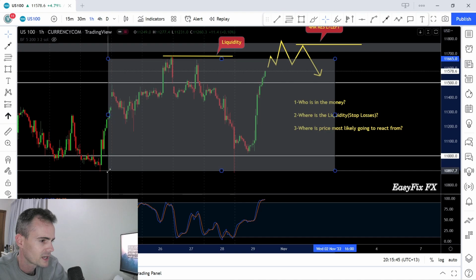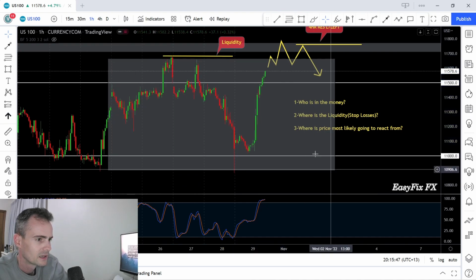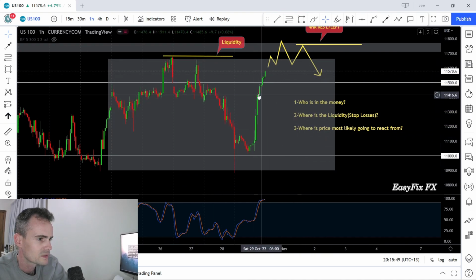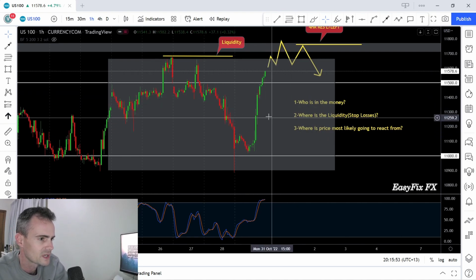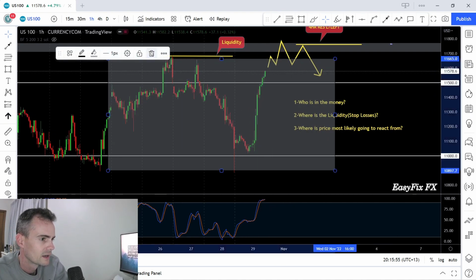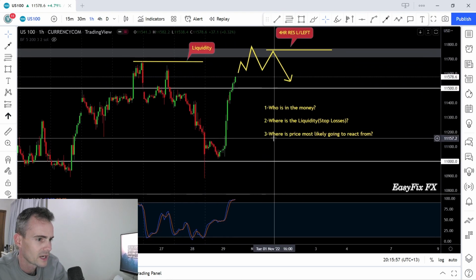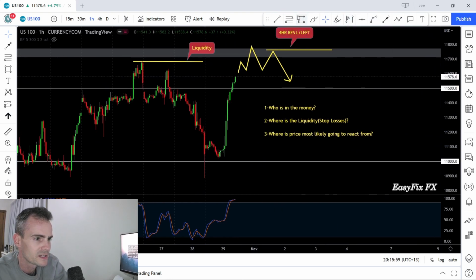you never really want to be trading on the inside. Okay, because that's where all sorts of things can happen. A lot of manipulation and a lot of false moves can happen on the inside. The only reason you should be trading on the inside is for a retracement.